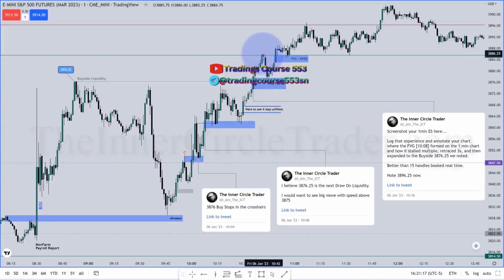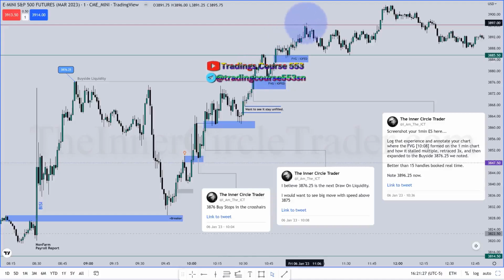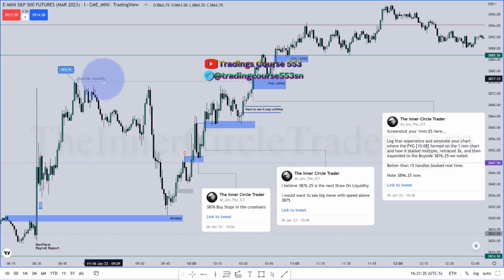So I'm not going to pyramid on a move like this, which is why you're going to ask, okay, well, when would you not want a pyramid? As you'll see, I took a partial here, the largest portion of it, and a partial here, and the last portion came off here. So just look at these tweets. 38.76, buy stops are in the crosshairs. That's this. 38.76 is the high, buy side liquidity.